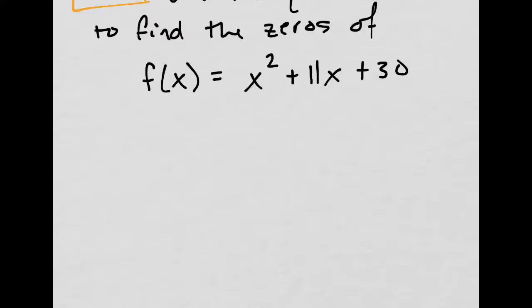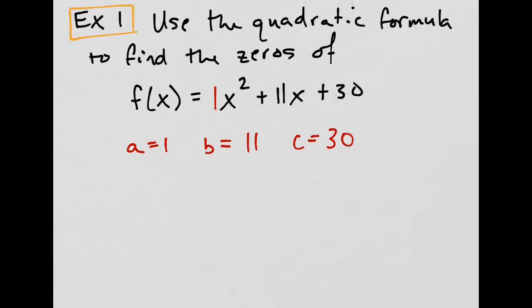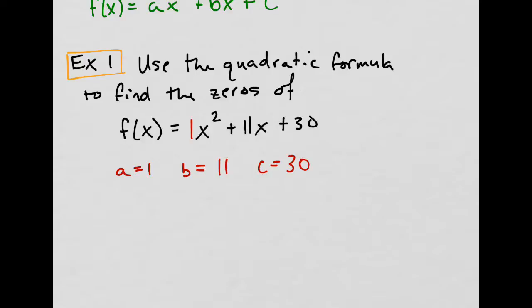A, well, in this case, A is just 1. When there's nothing there, it's a 1. So A is equal to 1. We have B. B is equal to 11. It's a positive 11, so I'm just going to write 11. And then we have C. C is equal to 30. So there we have that right there. That's pretty neat.